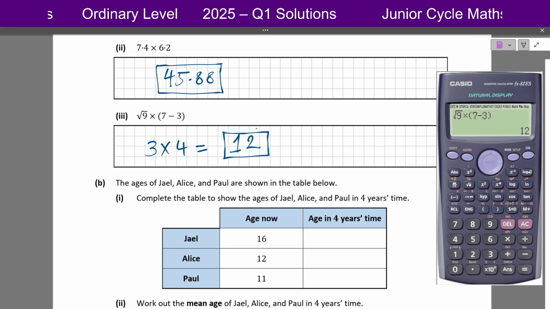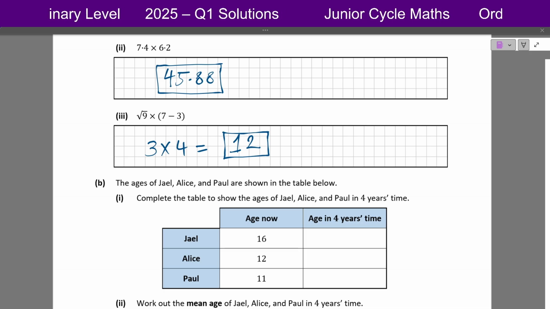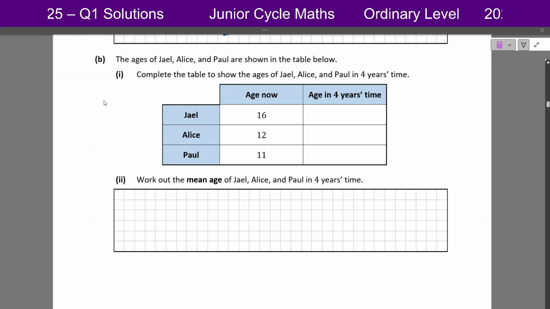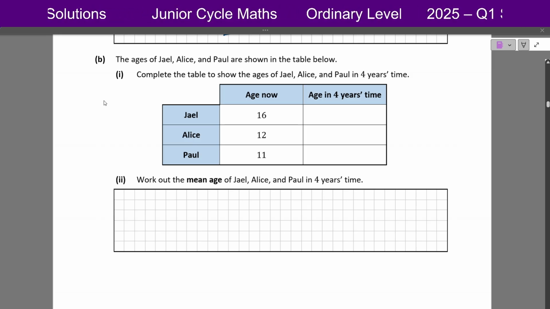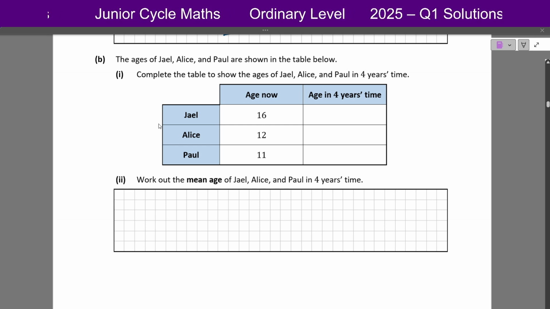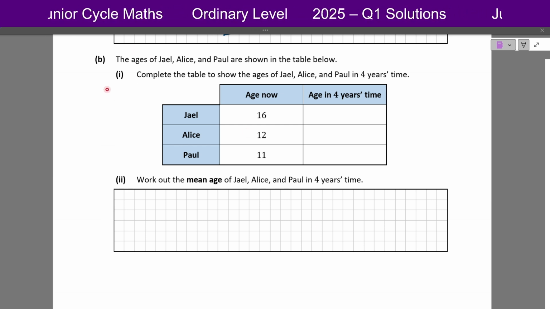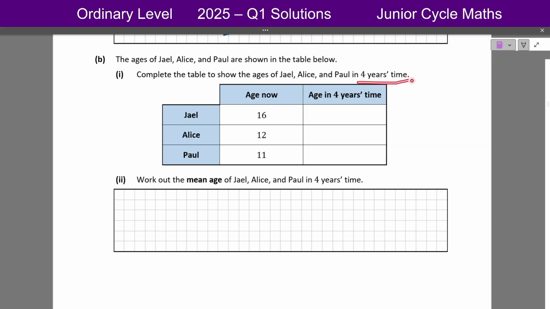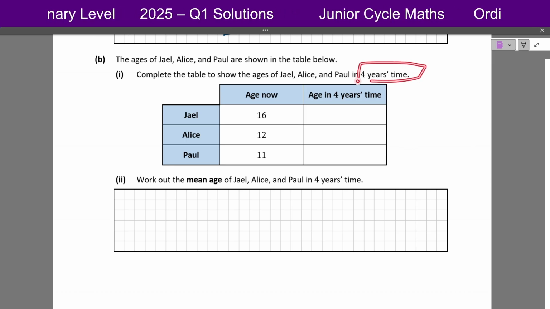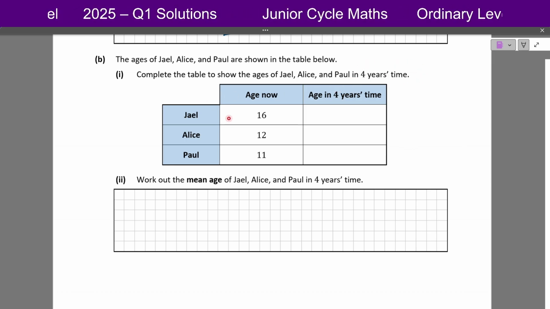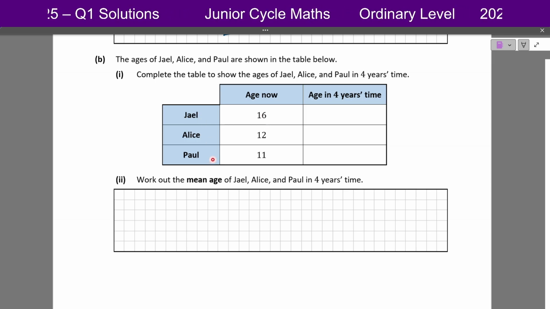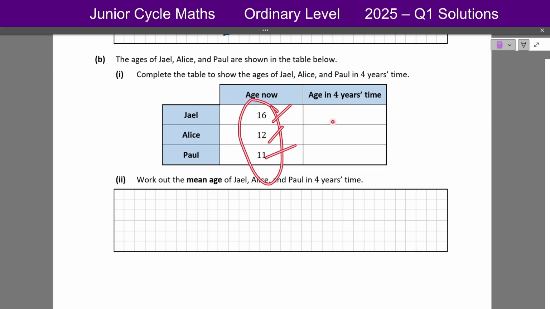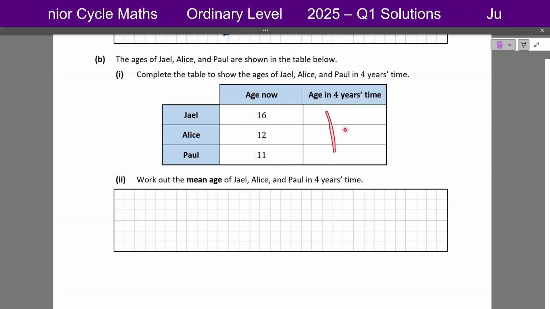We move on to section B. It says that the ages of Jill, Alice, and Paul are shown in the table below. In the first part, we need to complete the table to show the ages of Jill, Alice, and Paul in 4 years time. 4 years time, that's very important. They give us the current ages in the first column: 16, 12, and 11. So we just need to fill in the second column.